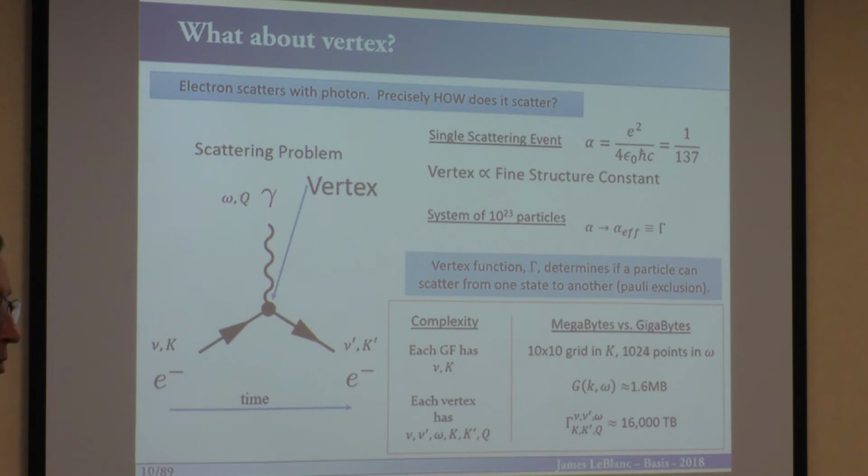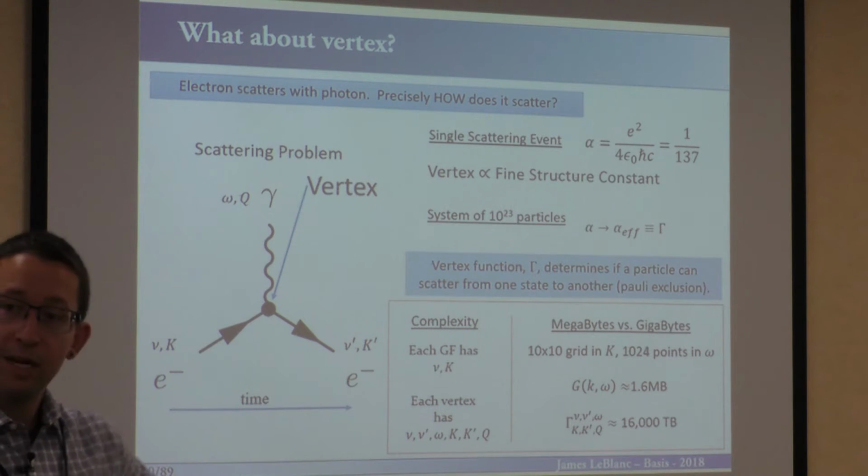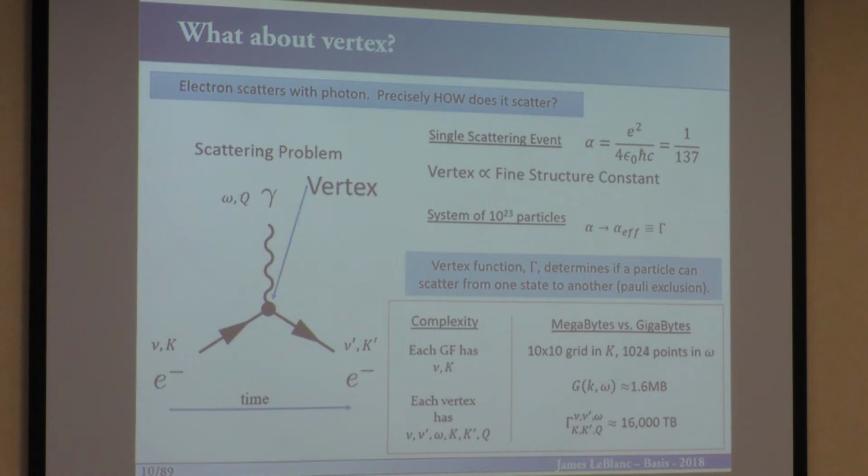If I was to take some grid, like a 10 by 10 grid, and 1024 points in omega, the Green's function is something I can store on my computer. It's like a megabyte. But you take that same grid size and you store your vertex function, and you're talking about 16 petabytes of information. 16 petabytes of really boring information, it turns out. So this is really the struggle with trying to address these higher order objects, is that the dimensionality of the problem has grown to be really a bottleneck.